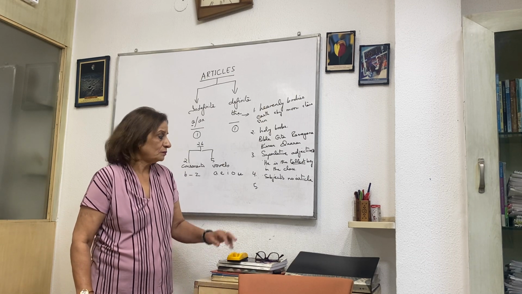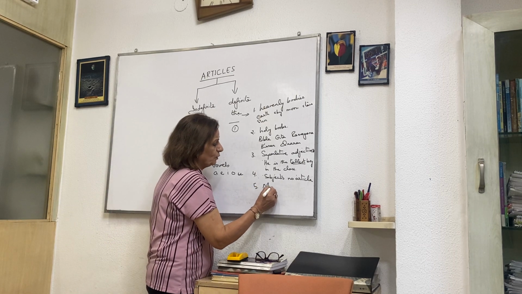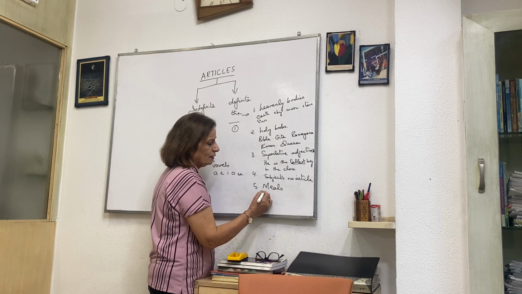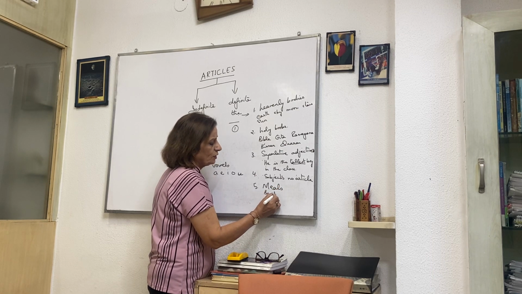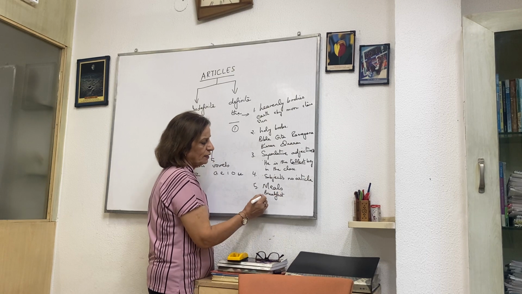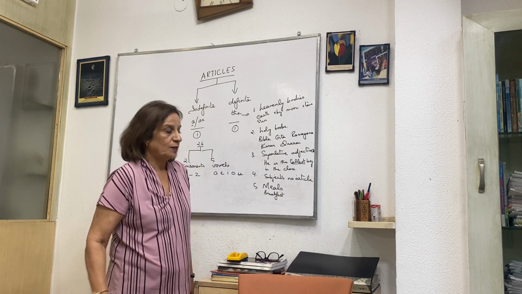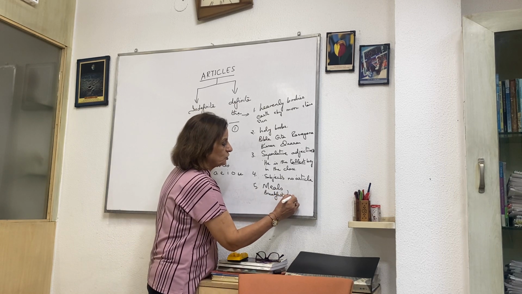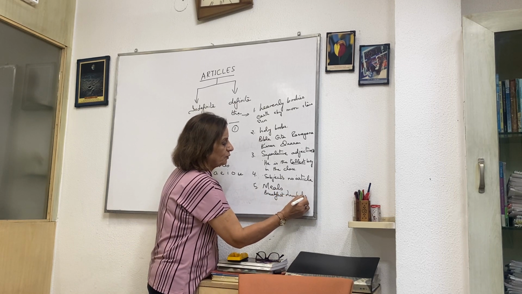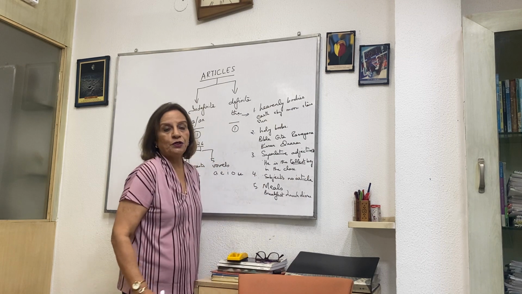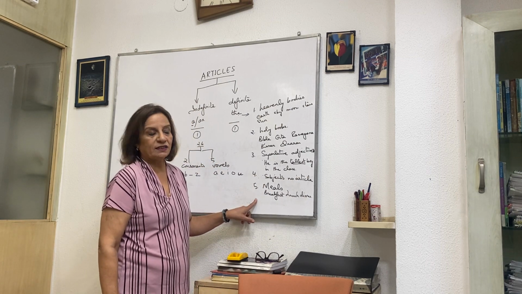Okay? Then meals. We are talking about meals. Which are the meals? Breakfast. Children, it is not breakfast. Okay? It's spelled like this, but it is pronounced as breakfast. Breakfast, lunch, dinner. Okay? We do not use any article. No article is used.